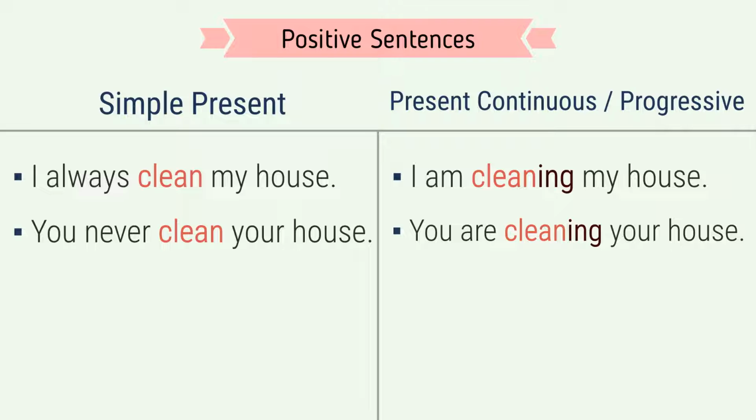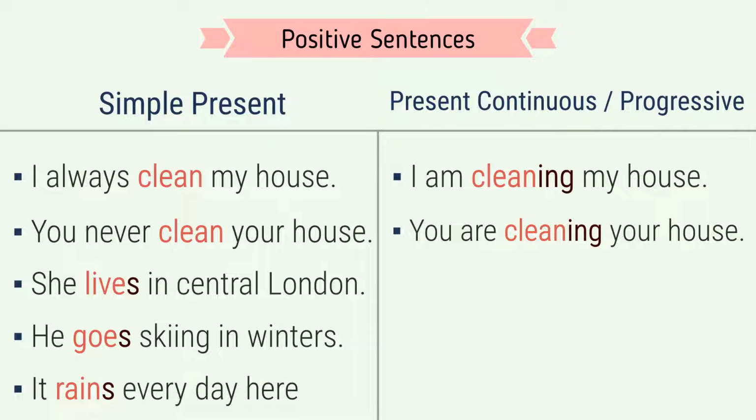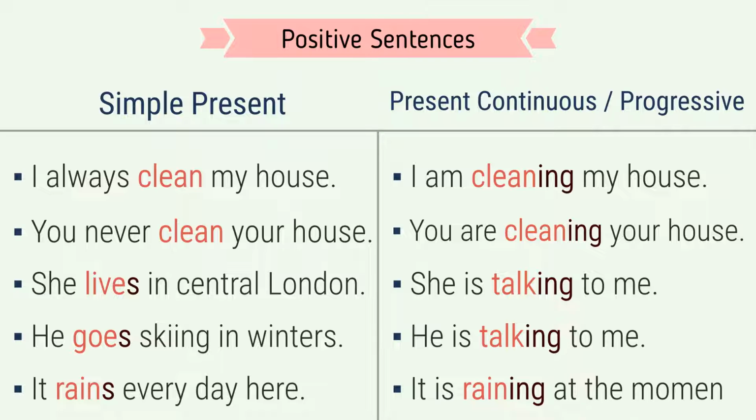Notice for he, she, it in simple present, we have an S at the end of the verb. She lives in central London. He goes skiing in winter. It rains every day here. But in present progressive, we see that the same ing ending is maintained. She is talking to me. He is talking to me. It is raining at the moment.